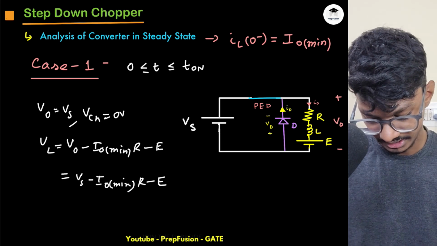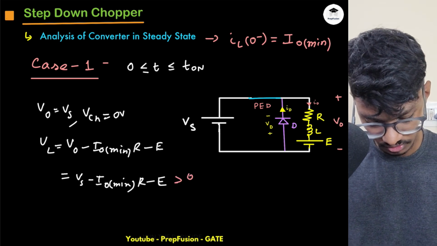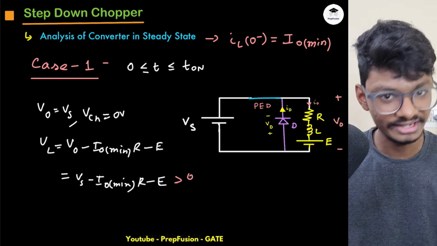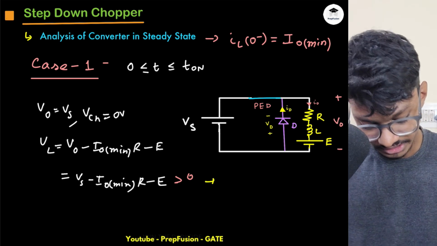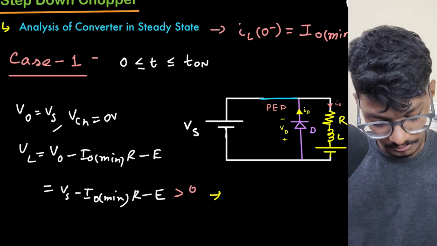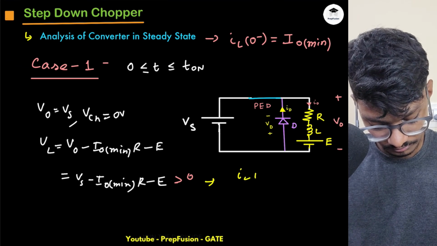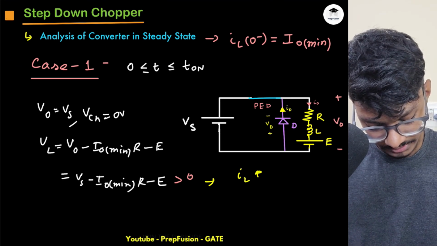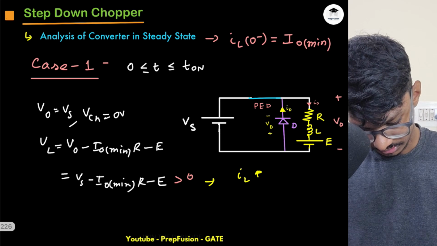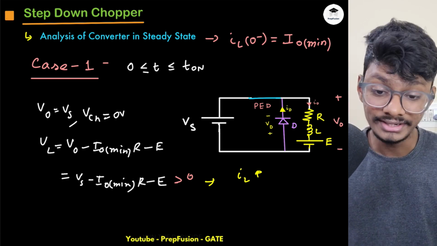It will charge slower, and obviously it is finite and it is greater than 0. That is my assumption. Then only this will turn on, else this won't turn on. So obviously my IL will increase. And as my IL is increasing, what is the equation of IL?